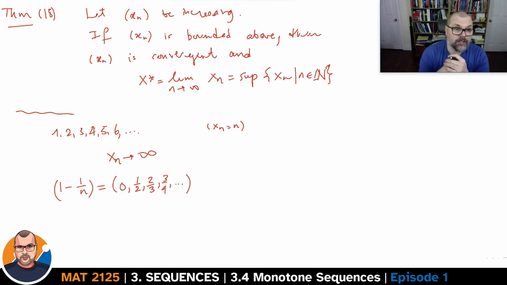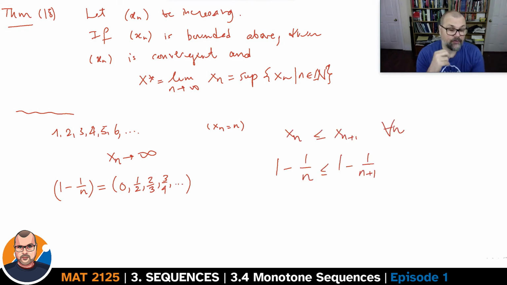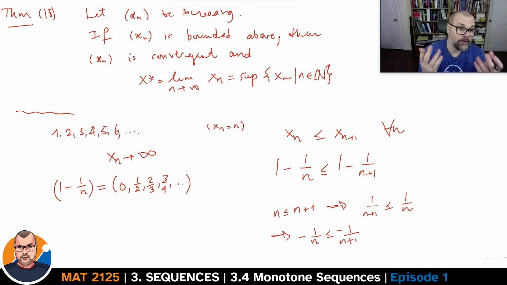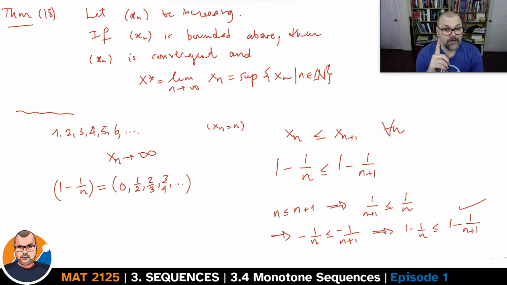So this is a sequence which is increasing. It's not too difficult to show because for every n, the nth term of the sequence is smaller than the n plus 1 term of the sequence. Indeed, you know that n is smaller than or equal to n plus 1, which means that 1 over n plus 1 is smaller than or equal to 1 over n. I multiply by minus 1. I have to reverse the inequality, or in this case, switch the terms. And if I add 1 to both of these, I get the following. This is going to be true for all n, so I know that this is an increasing sequence.